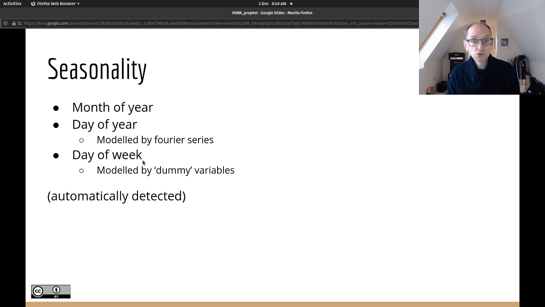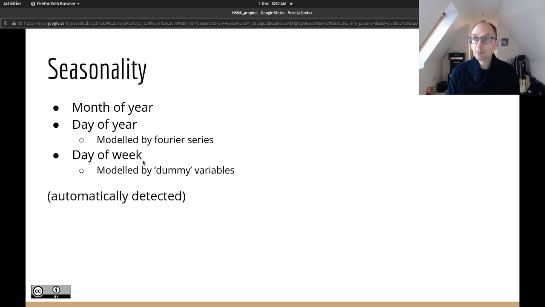So seasonality is also automatically detected by Prophet. What's cool about it is you can have seasonality at different periodicities in the data. So the obvious ones are month of the year. So you would fit what's called a Fourier series. So these are sine and cosine curves. You would fit those to the data, and you can fit any combination of those to get whatever pattern you need. And Prophet chooses that automatically for you.